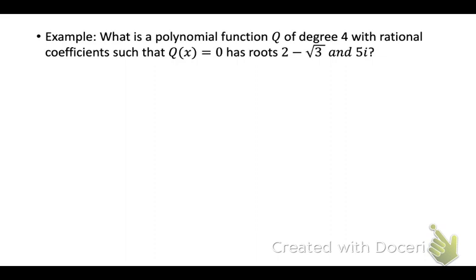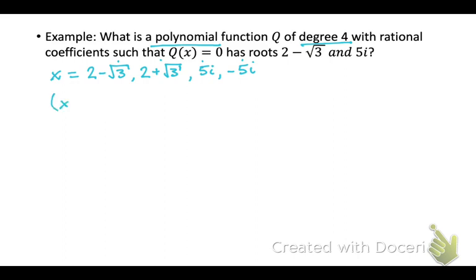So, well, we know x is equal to 2 minus the square root of 3 and 2 plus the square root of 3. We also know 5i and negative 5i. So we're going to have four factors. Now you notice this does not say quadratic, does it? It just says polynomial, and it does tell you the degree of 4. Do we now have 4 roots?